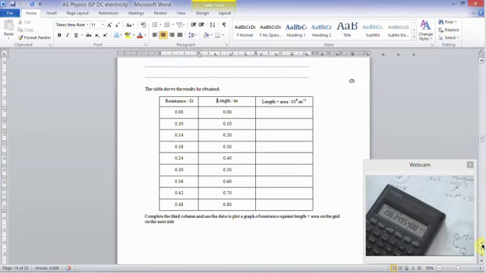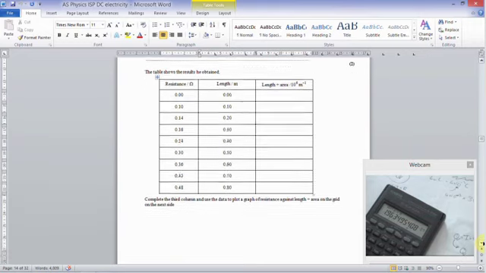We've got a table, so they're definitely going to ask you to figure out that final column. So it says complete the third column and use the data to plot a graph of resistance against length divided by area. So all of these over here are just the length divided by the area you've just done. Look carefully, they want it plotted times 10 to the 6. So whatever value you get, you've got to keep it to that scale, whatever it is, times 10 to the 6.